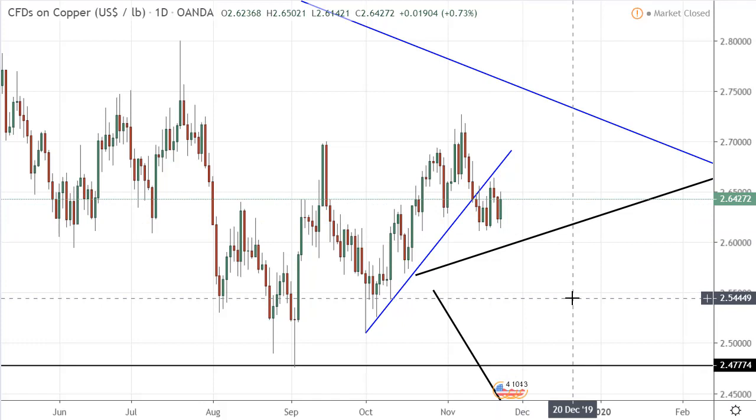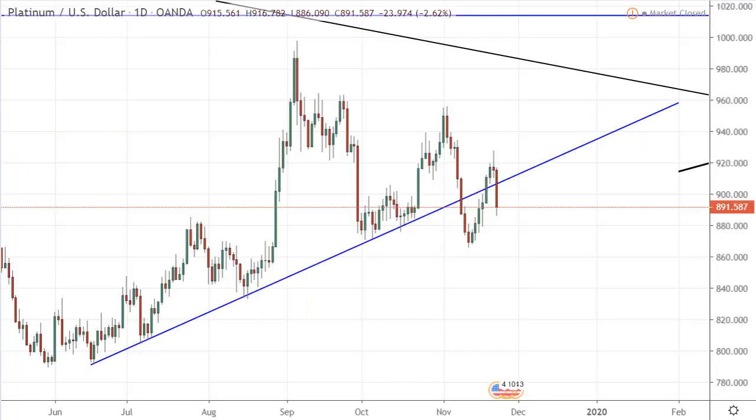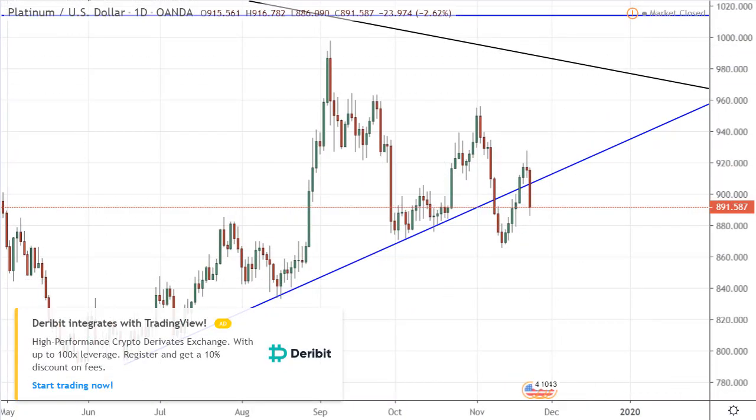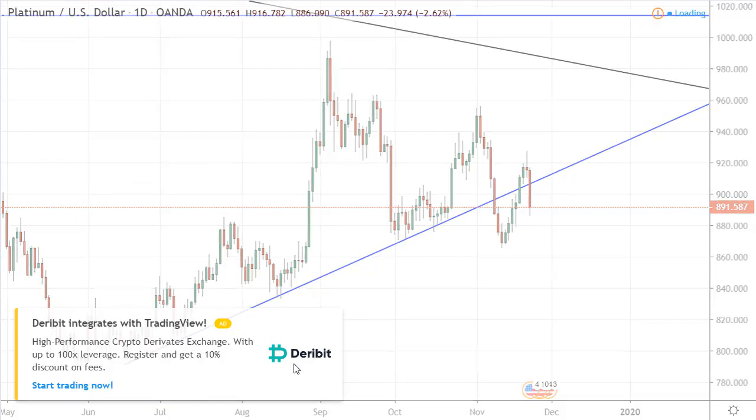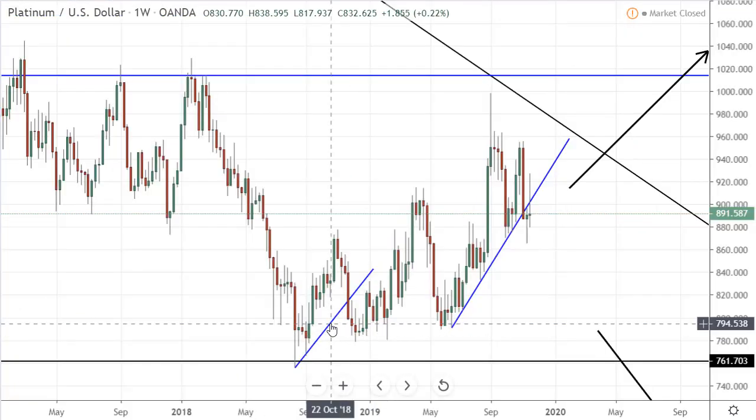The best setup was first to me, that was obviously gold. Then silver was a little less, and this is even less. So let's see what we get from the other ones. Platinum over here. This is the daily chart. Let me take a look at where we are coming from on the weekly chart.